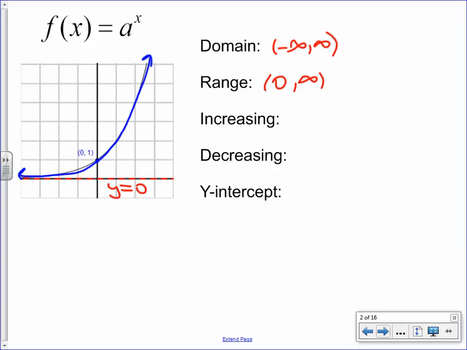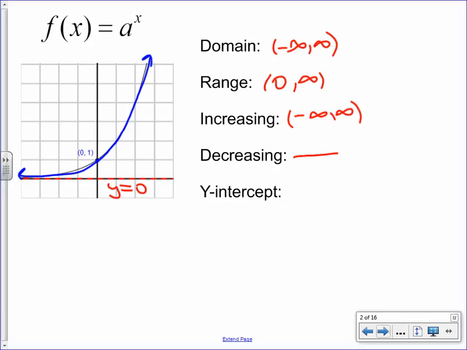Okay, where is this function increasing? Where are we increasing here? From left to right, where are we rising? Thank you. Are we ever decreasing? No, because we have exponential growth. It grows over the course of the domain. It just gets bigger and bigger and bigger from left to right.